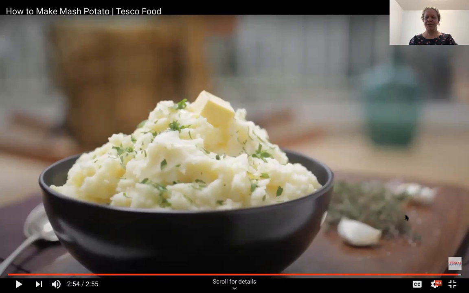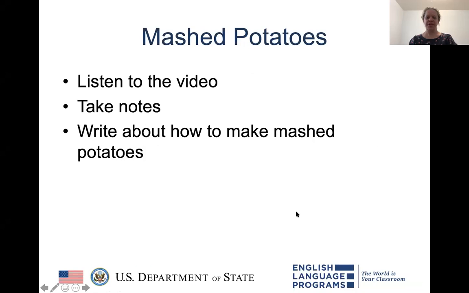Okay, now you know how to make American style mashed potatoes. So now I would like you to use your notes and just briefly write a short description of how to make mashed potatoes. Again, this doesn't need to be perfect. Just do your very best from what you understood. Feel free to pause the video here and take a couple minutes to write your paragraph about how to make mashed potatoes.